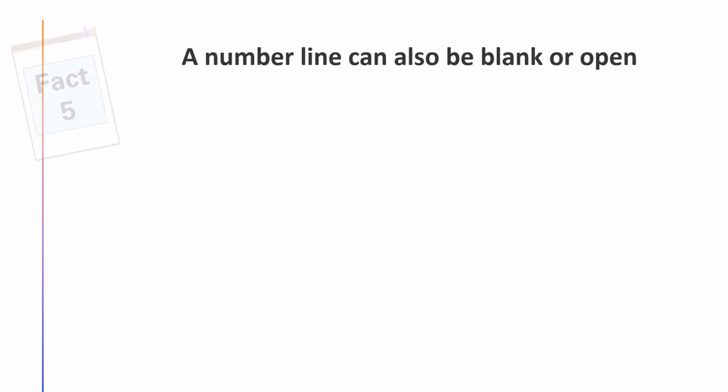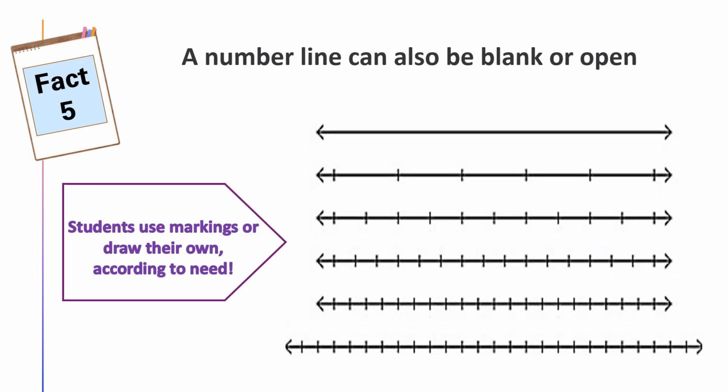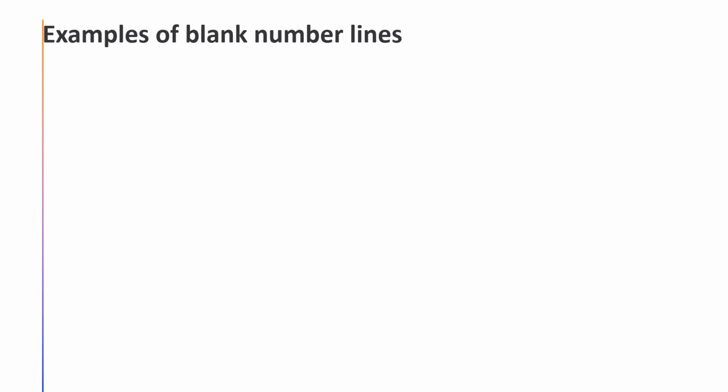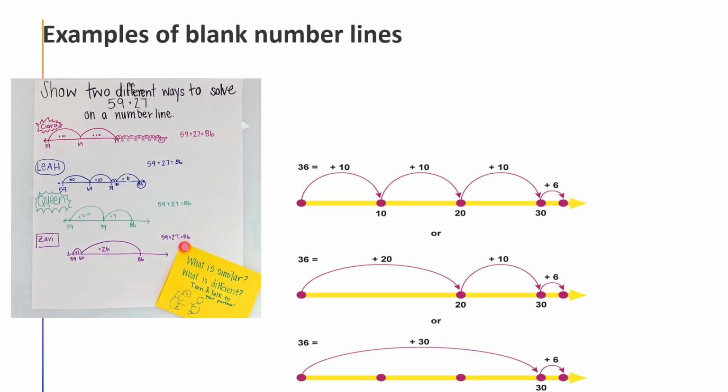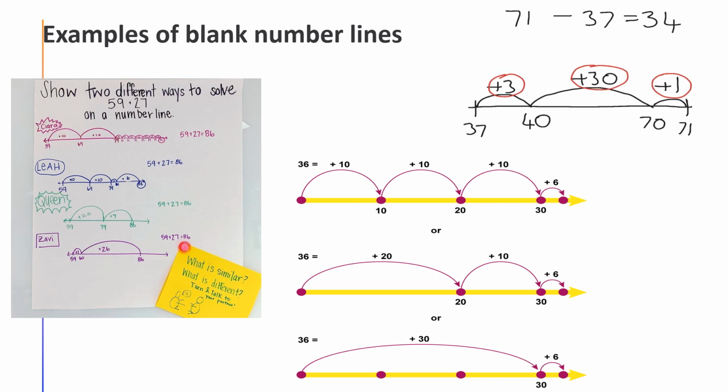Fact 5. As students get more familiar with the use of a number line and its flexibility, they start to use blank or open number lines to illustrate their thoughts as they problem solve. When children use blank or open number lines, they need to determine the range of numbers they are going to work within. So, they have to determine the starting point and the end point.